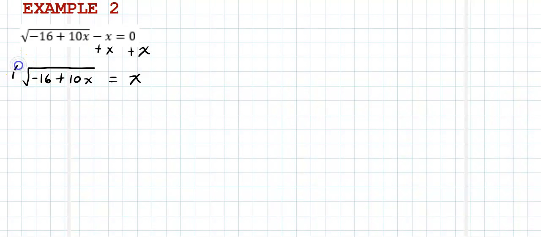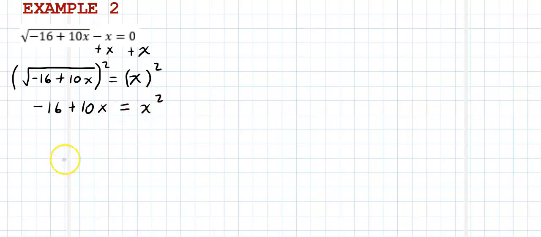Now we need to elevate to the second power, and the power simplifies the square root, so negative 16 plus 10x is equal to x to the second power. Now for the solution, we need to isolate all the values on one side of the equation. So 0 equals x to the second power minus 10x plus 16.